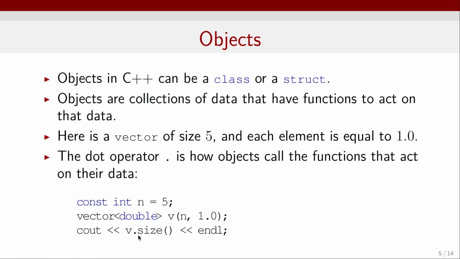So the function will look at the data contained in the vector, look how many elements there are in that vector, and will just return the size or the number of elements in that vector. And of course I use cout to print that to the screen and end the line to go to the next line.